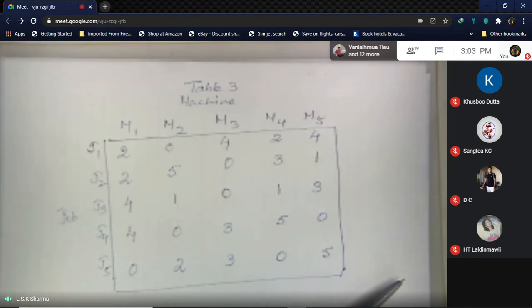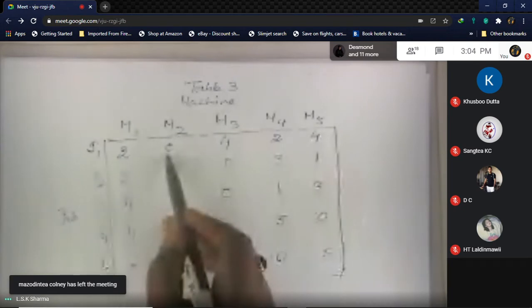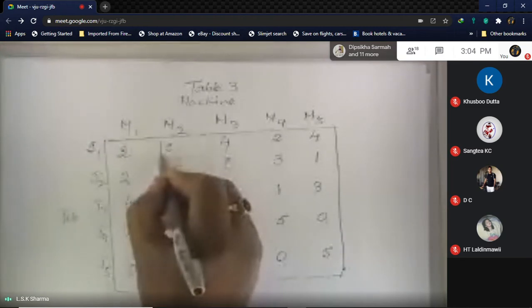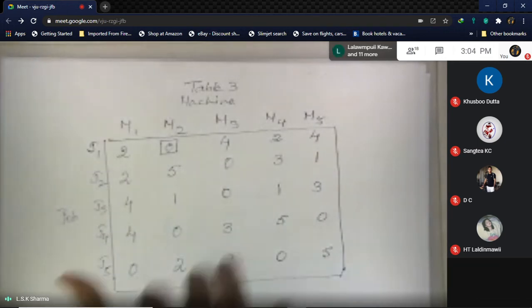What does the third step say? The third step is a little bit complex. Now you have to follow these steps very carefully. Make the assignment for the reduced matrix obtained from steps 1 and 2 in the following way. A: examine the rows successively until a row with exactly one 0 is found. Look into that row where you have a single 0. So in the first row there is one 0 here, so you put a square on this. If there are 2 zeros, you can't do it.